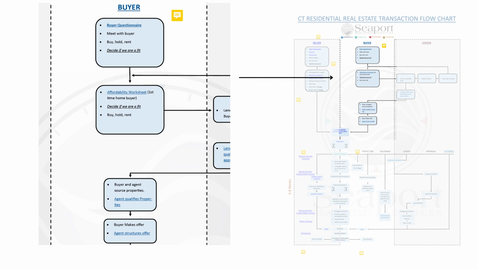Now, initially, the first thing that we're going to do when making contact with the buyer is ask them a series of questions. And this can be done over the phone or through a questionnaire, as you see in the sheet. And this is going to help us to understand the buyer's needs, their wants, and how viable they are. Are they a candidate to buy a property?